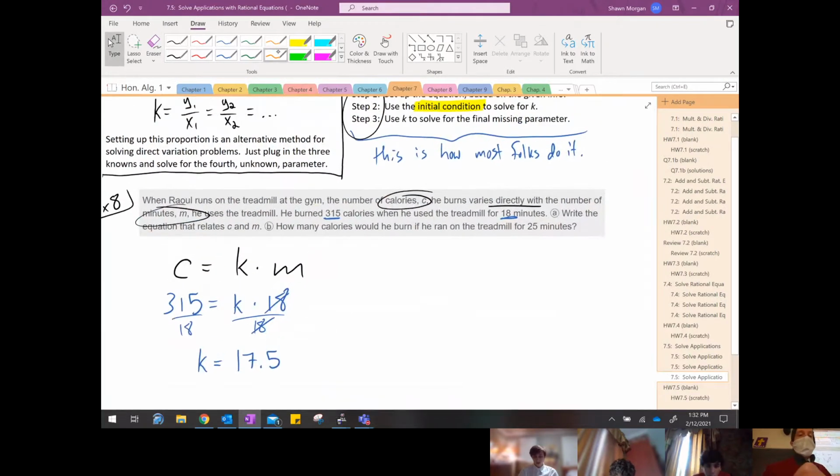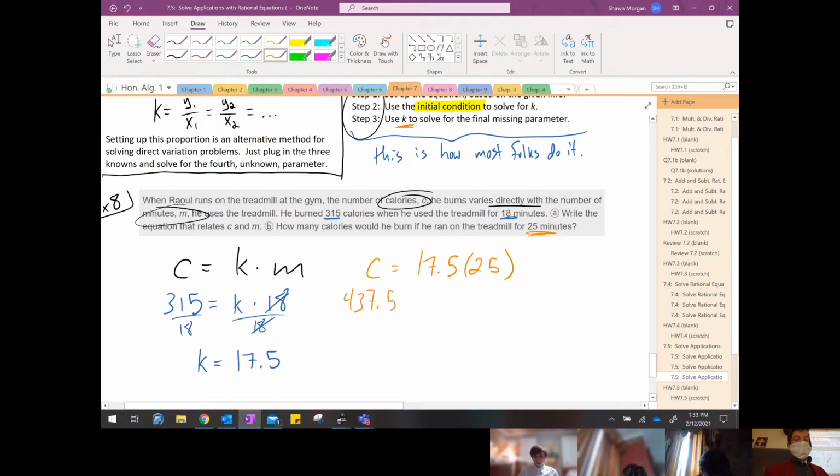And then look at step 3. Step 3 is where we're going to take that value that we just solved for K, plug it in with the other parameter, and find the missing value. So it says, how many calories would he burn if he were to run 25 minutes? So all we have to do is times it by 25. We get 437.5. And that's the number of calories that he would have burned in 25 minutes.